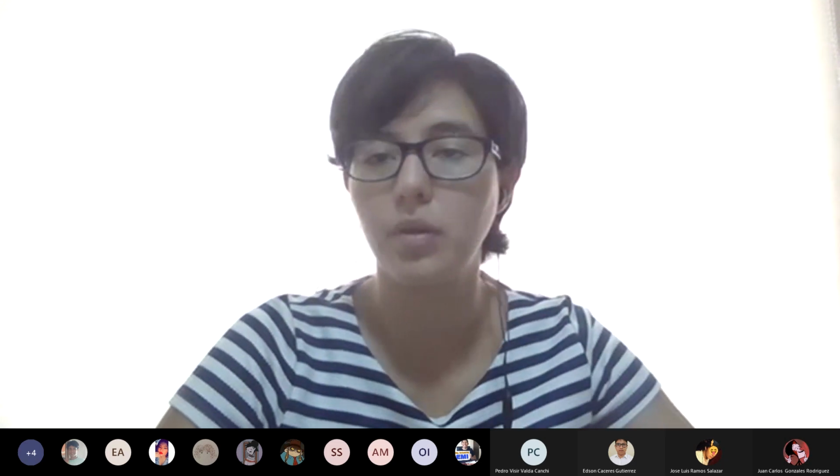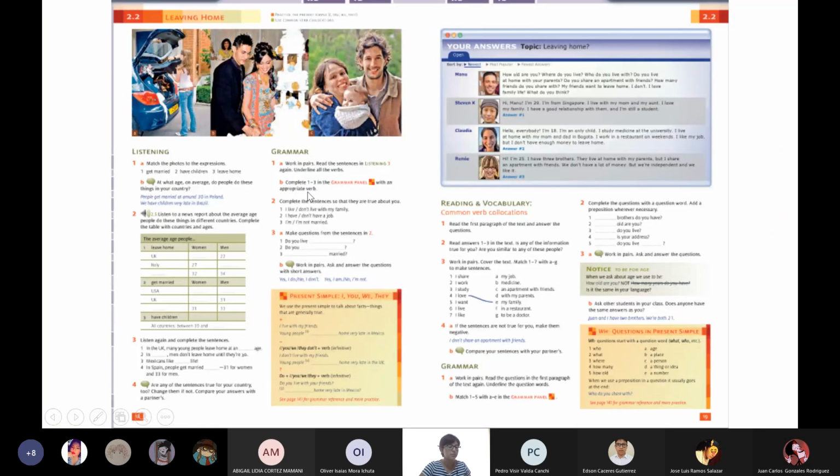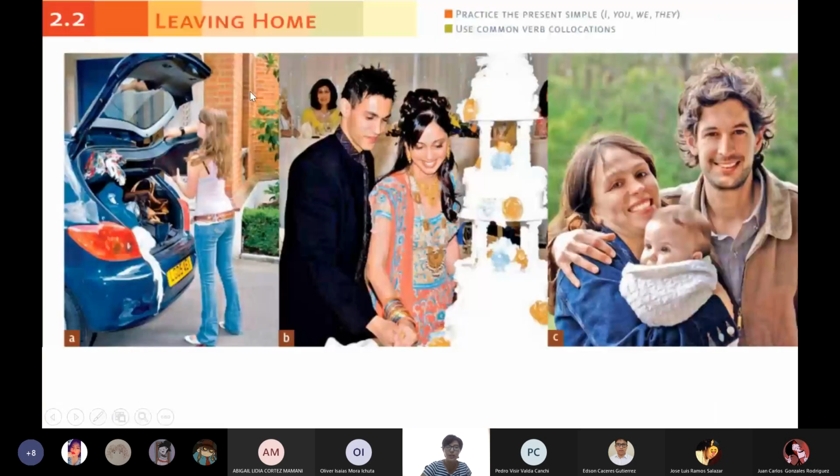That was a perfect practice. Now we're going to continue with this. We're going to go to the next 2 pages. Here we're going to talk about leaving home. When you leave your home, what do you understand about leaving home? Because here you have 3 pictures, right? Get married, have a baby, probably go to the university. So what's the meaning of leaving home?